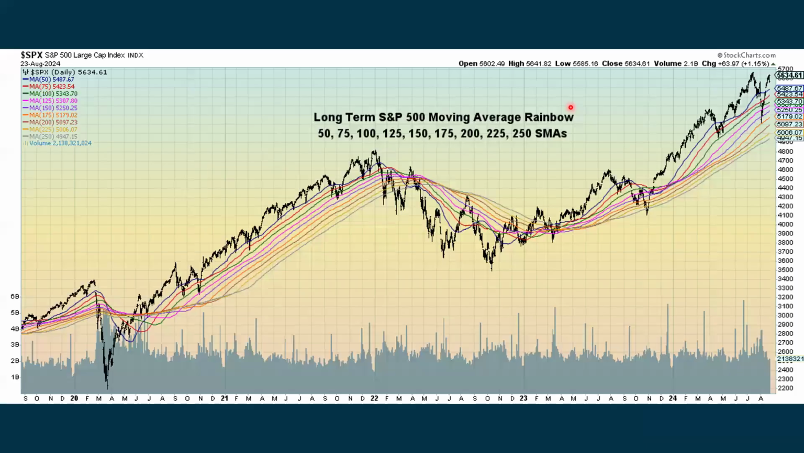Then we have a long-term rainbow chart going from 50 periods up to 250 periods. And when we were coming down, we came into the rainbow, but we didn't stay there very long. So it really didn't change any of these lines. And since then, we've been able to come up out of the top end of the rainbow, suggesting that the long-term trend is also positive. So looking at these rainbow charts, we see the short, intermediate, and long-term trends are continuing to be positive.